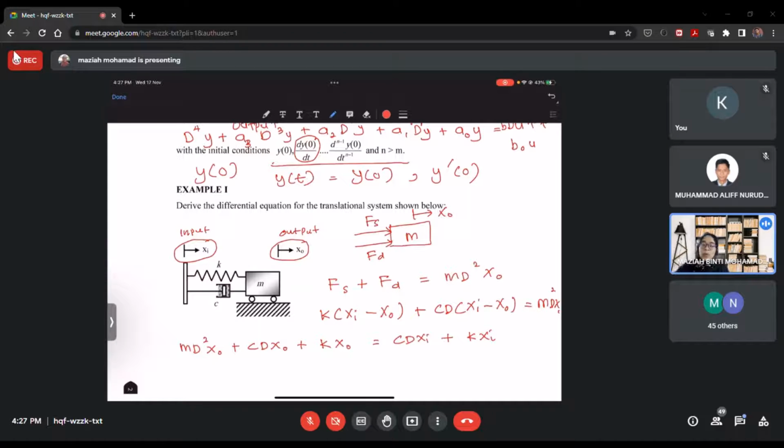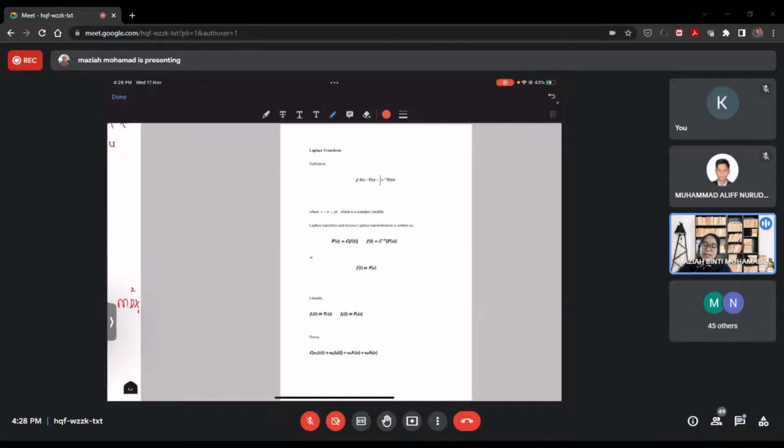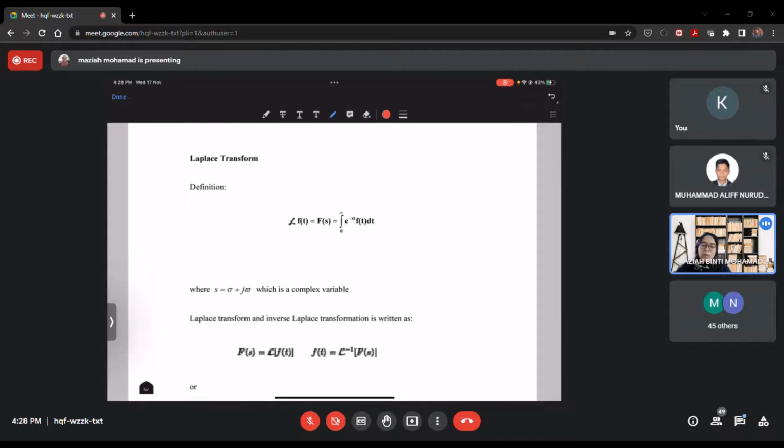Okay, so this is our ODE, right? The output is at one side and the input is at the other side. We separate the output term from the input term. That is the first step to produce the ODE model, the ODE equation, for any dynamic system given. The second step is to do the Laplace transform.